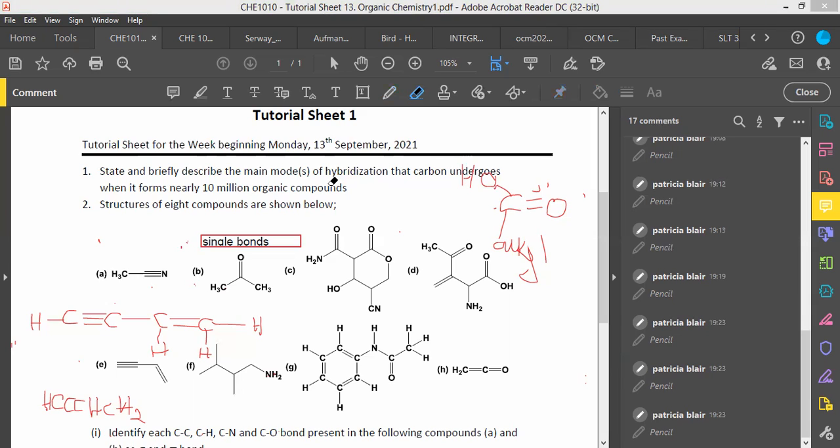And then if instead of having a hydroxyl group attaching itself, instead you have X.